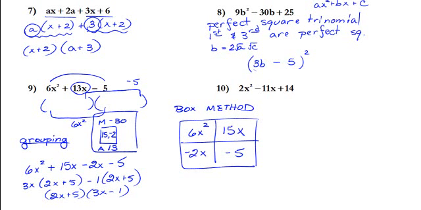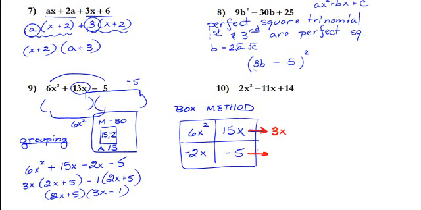Okay, now from each row and from each column, you pull out the greatest common factor. From this row, my greatest common factor is a 3x. Next row. Now, if a row starts with a negative, you must pull out a negative.